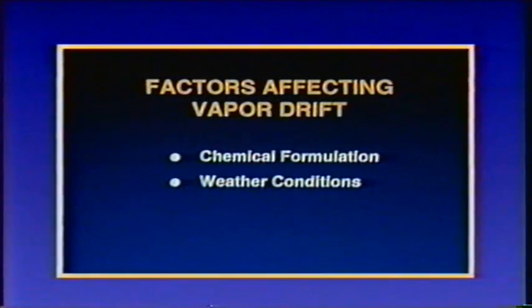Vapor drift is usually associated with pesticide formulations that are highly volatile. The ester formulation of 2,4-D is an example of a highly volatile chemical. This is particularly true when the temperature is above 85 degrees. Know the characteristics of the chemicals you are applying and follow all label recommendations.